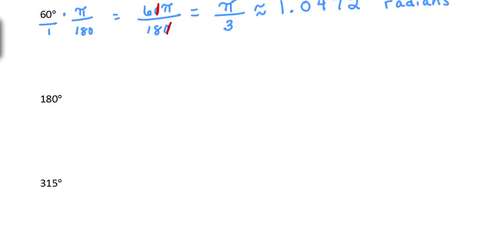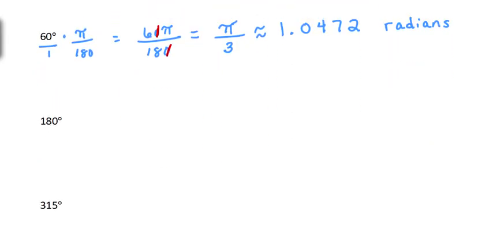So let's scroll down and let's do a couple more here. How about 180 degrees? I need a new color. So 180 times pi over 180.